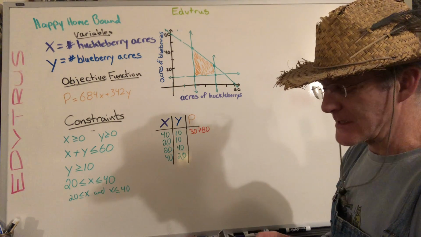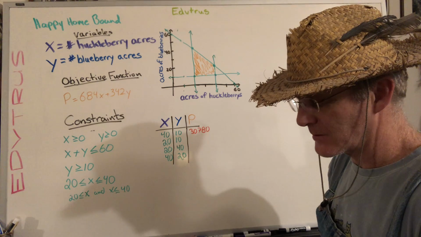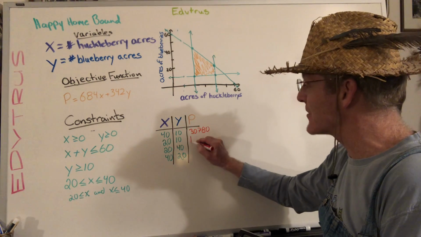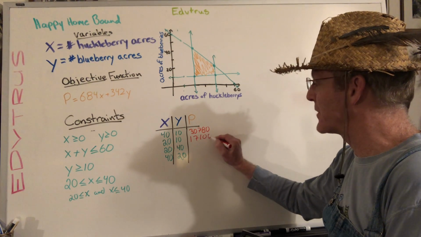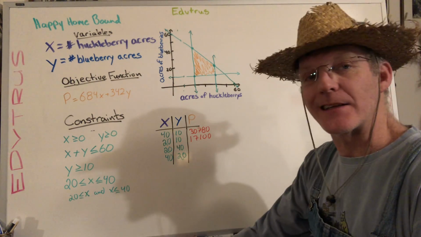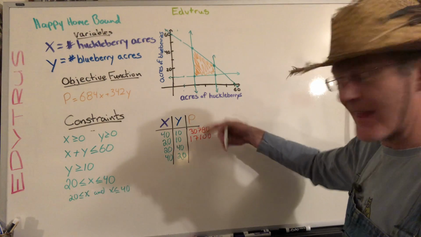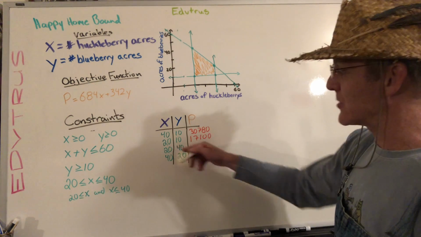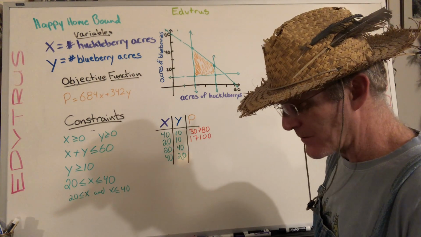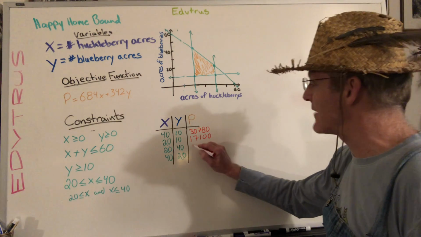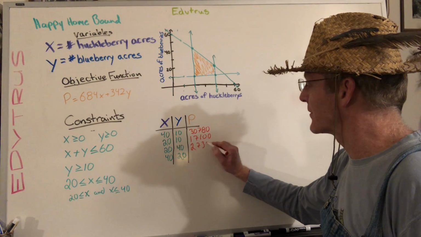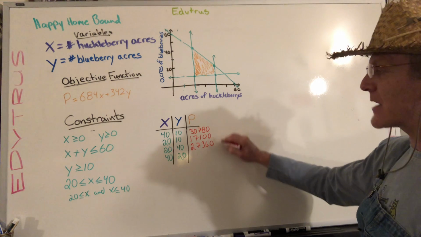At 20, 10, 17,100. Wow, that is a big difference, isn't it? I'm glad I did some algebra here. This way I know that's a lot better than that, even if that's where I start, right? So let's see, 20, 40. 27,360. Okay, not as much.